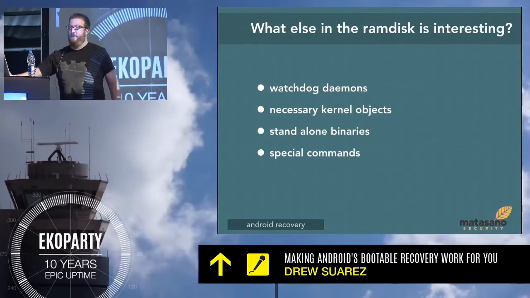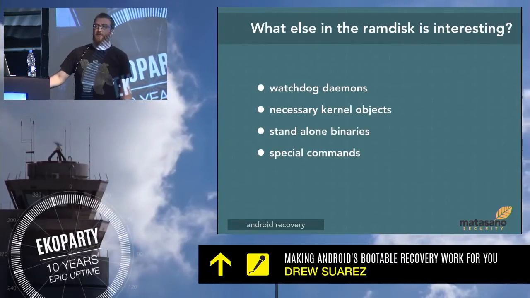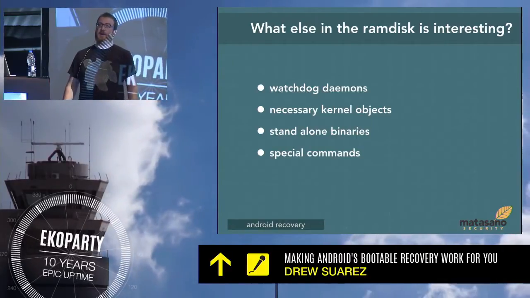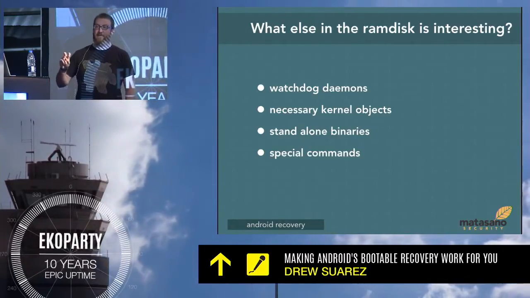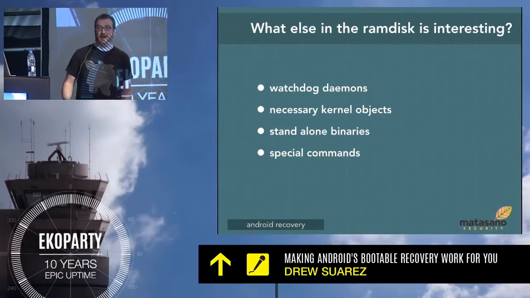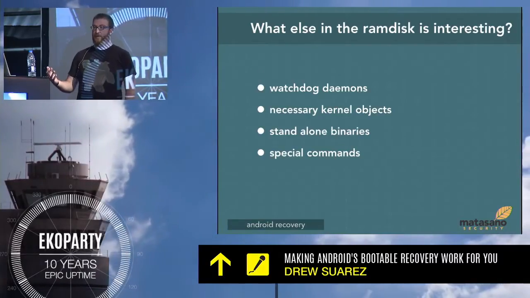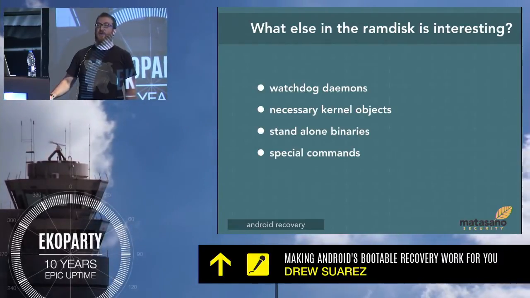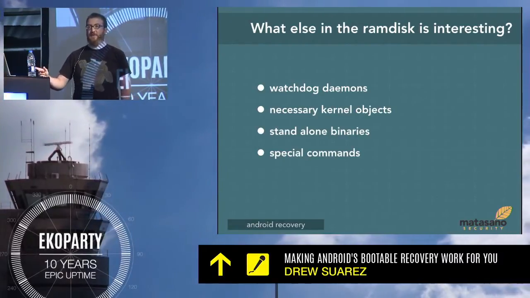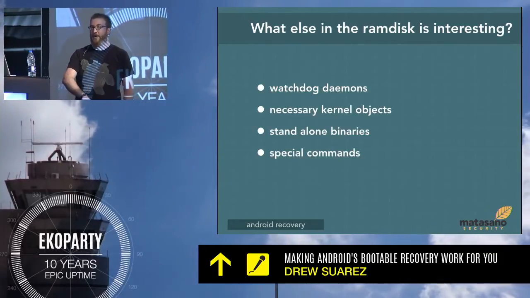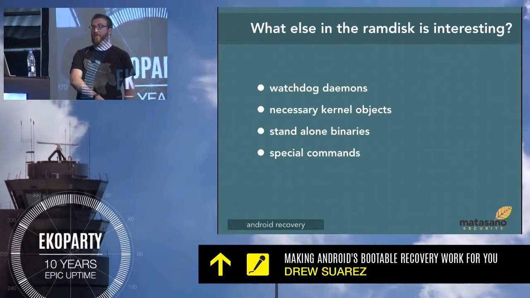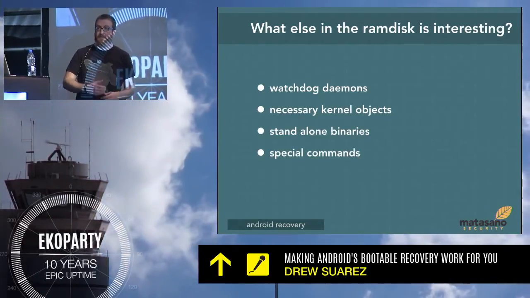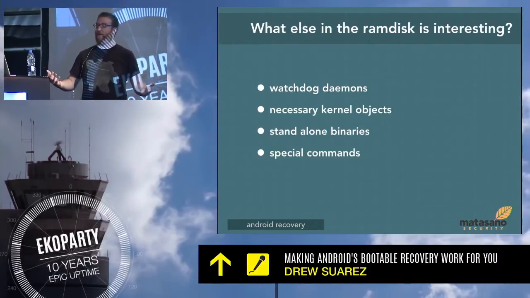So what else is interesting in the ramdisk? We talked a little bit about init scripts, but what else is in there? A lot of times you see what's called a watchdog daemon. This is something that needs to bark every couple seconds. Sometimes it's 30 seconds, sometimes it's 5 minutes. But if that doesn't happen, the kernel will just shut down and the device will shut down. So if they're doing something like this, you absolutely need to replicate this daemon in your custom recovery and set the exact timeout, or otherwise you'll be working on something and the phone will just shut off and you'll be like, what the hell, what happened?